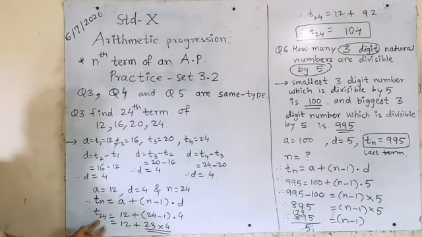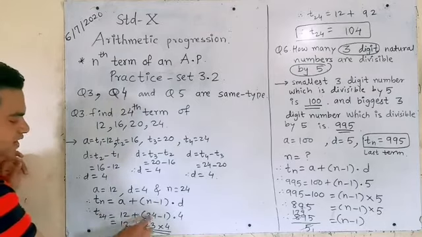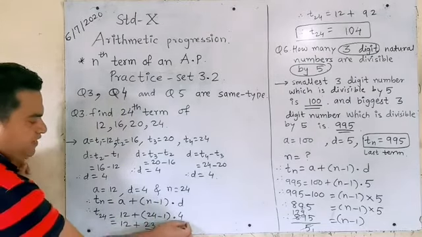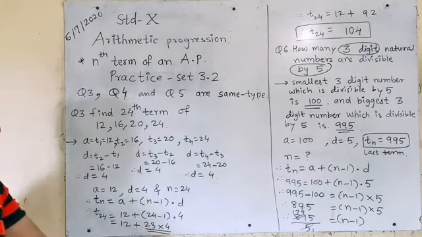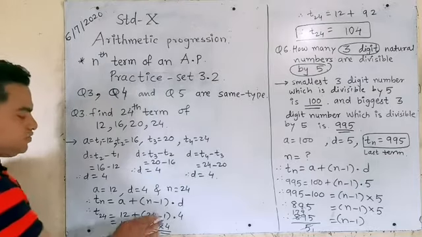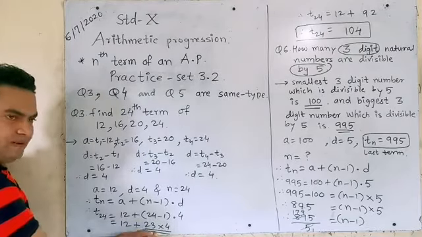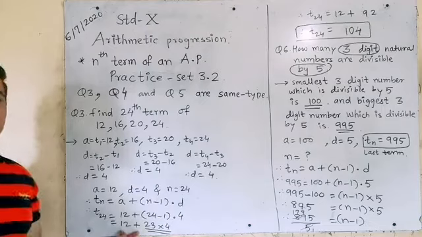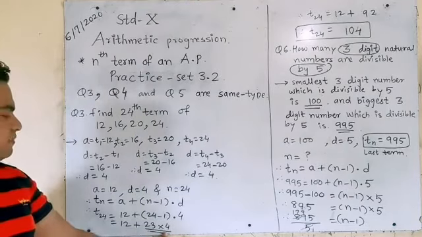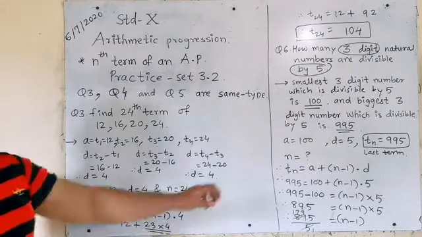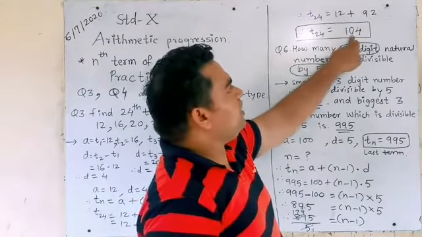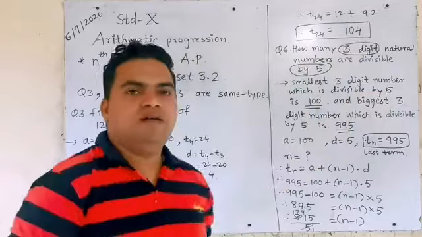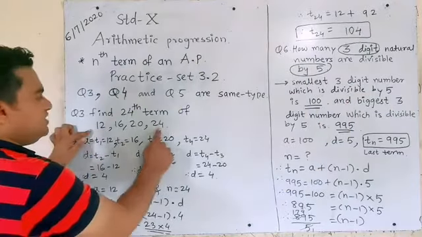So T24: A value 12 plus bracket 24 minus 1 bracket complete into 4. First we have to solve the bracket: 24 minus 1, the answer is 23, multiplied by 4. What is the BODMAS rule? First we will solve the bracket, then the multiplication, and then the addition. So now 23 multiplied by 4 is 92. Can you see here please? 92. So 92 plus 12 is 104. So the 24th term of this sequence is 104.